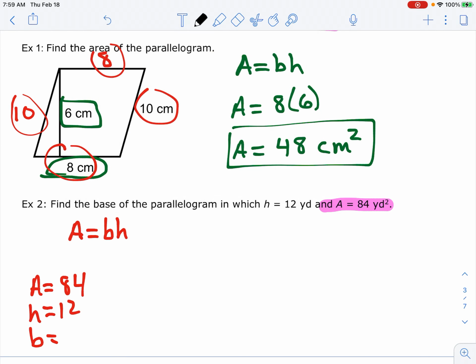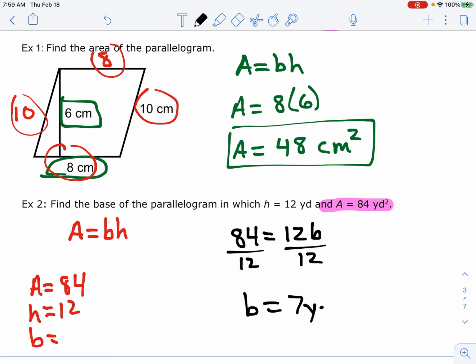So let's go ahead and plug things into the formula. A was 84. The height was 12. I don't know B, so I'm going to call it 12B. I have my equation set up. I'm going to go ahead and solve by dividing both sides by 12. It tells me the base should be 7 yards. All right, so working backwards, they gave us the area. We have to plug it in and use the formula and solve for the missing piece.